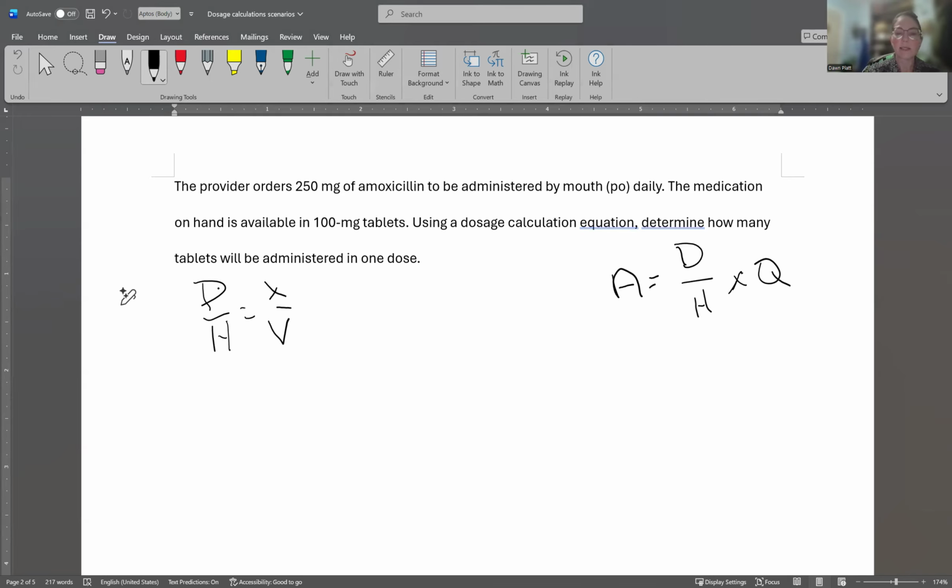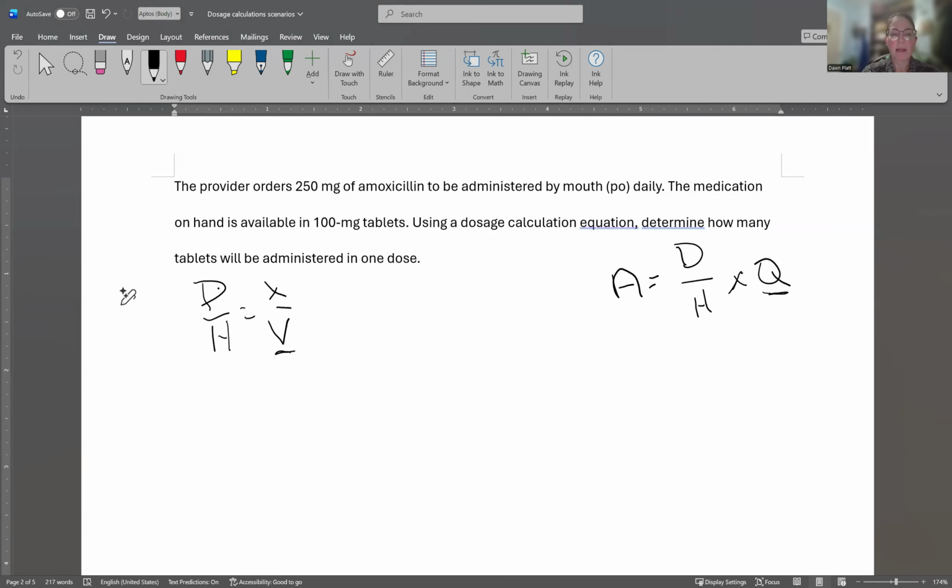On here, your D's are the same, doctor's order. Your H is the same, it means what's on hand. Your V and your Q mean exactly the same thing as well, even though it's different: vehicle or quantity is the format you're going to administer the medication in. Now that I have those written down, I'm going to look in my scenario and my medication order, and find what D is, what H is, and what V or Q stand for.